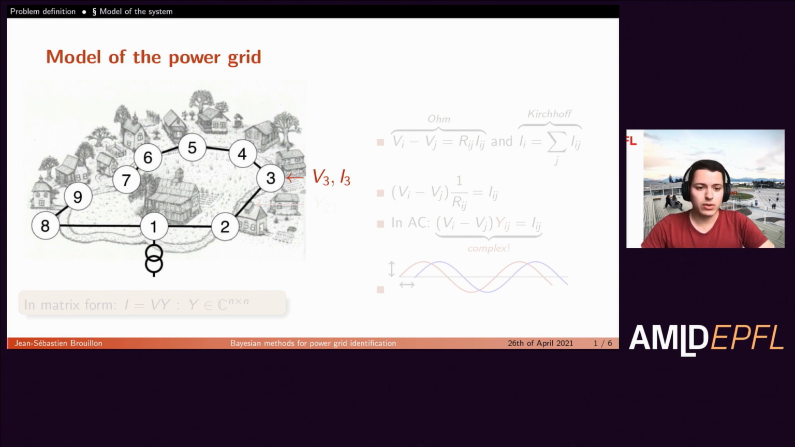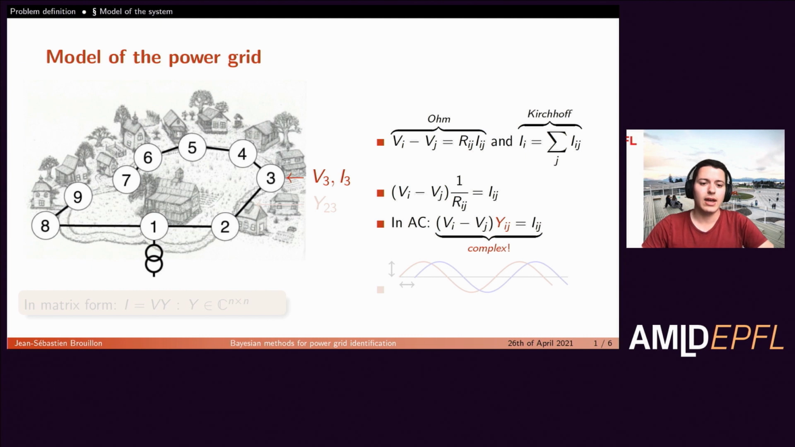The interaction between those nodes and the flow of current in the power grid is defined by the very well-known Ohm's law and Kirchhoff's law. Now, Kirchhoff's law is an unweighted sum of currents. So for the rest of the presentation, I will put the resistance in Ohm's law on the voltage side and use conductances instead of resistances. And since many power grids are in alternating current, we need to use complex values. So this conductance becomes an admittance, which is written here, Yij. Each line has its own admittance. For example, the line from node 2 to node 3 has the admittance Y23.